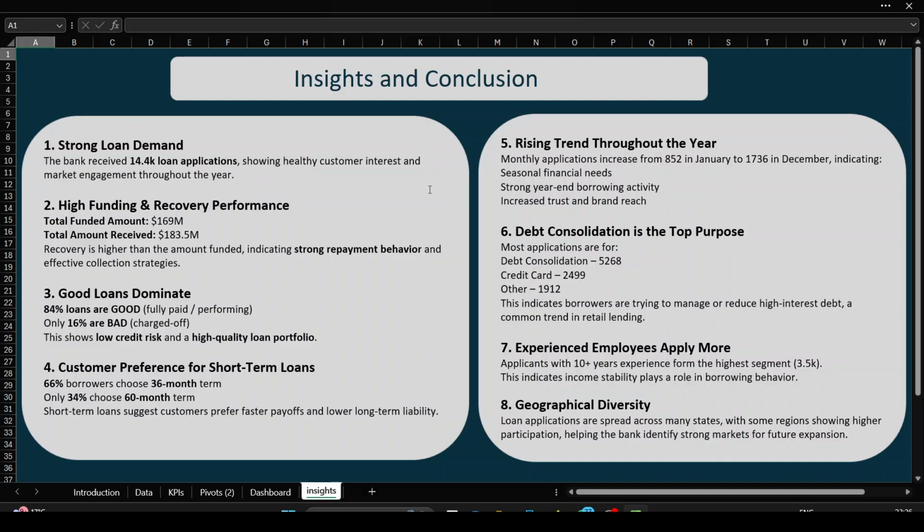Now, geographical diversity. Loan applications are spread across many states, with some regions showing higher participation and helping the bank identify strong markets for future expansion.